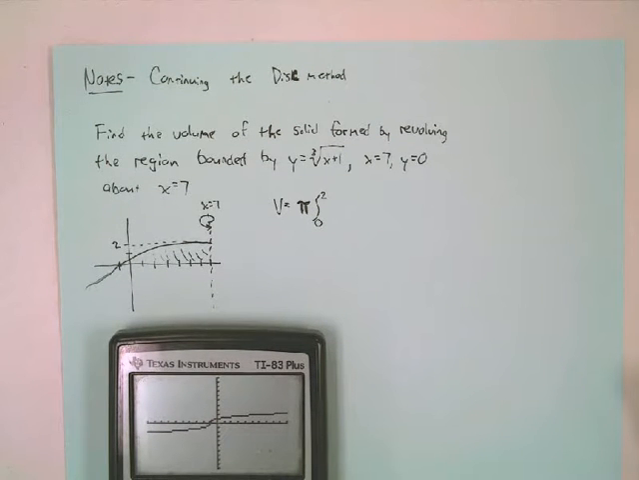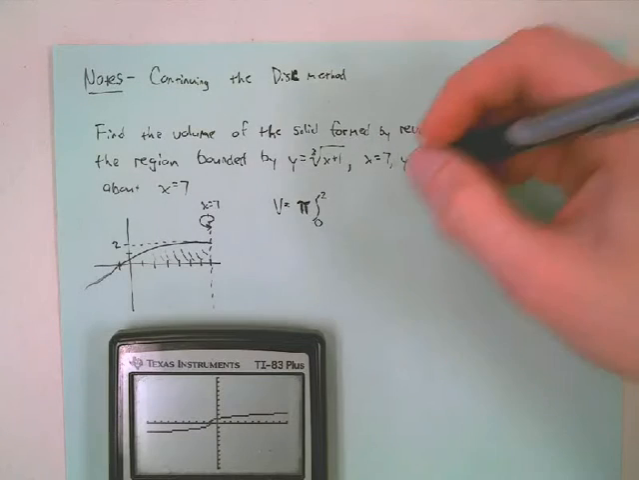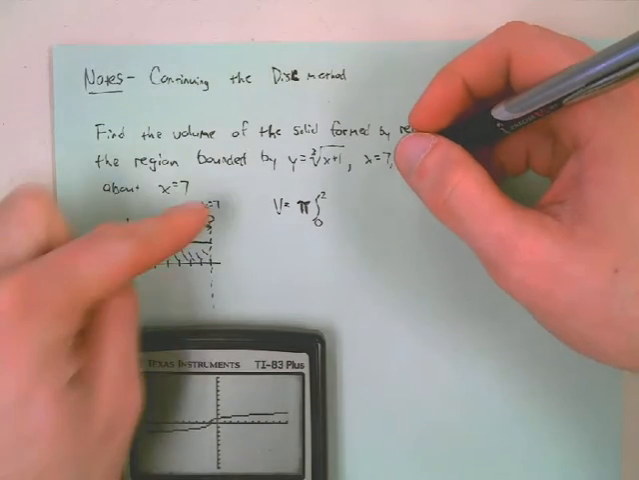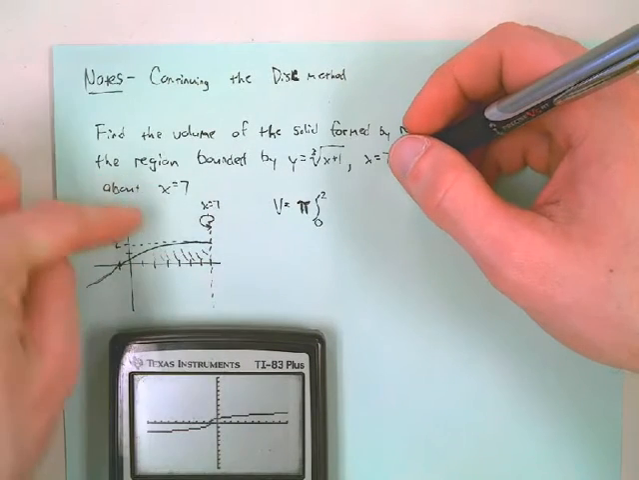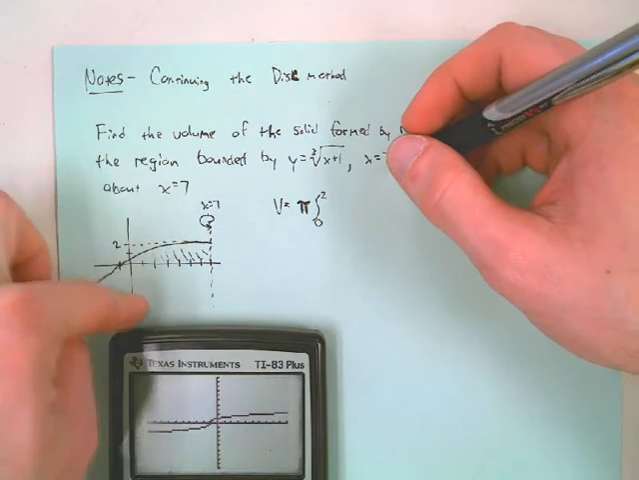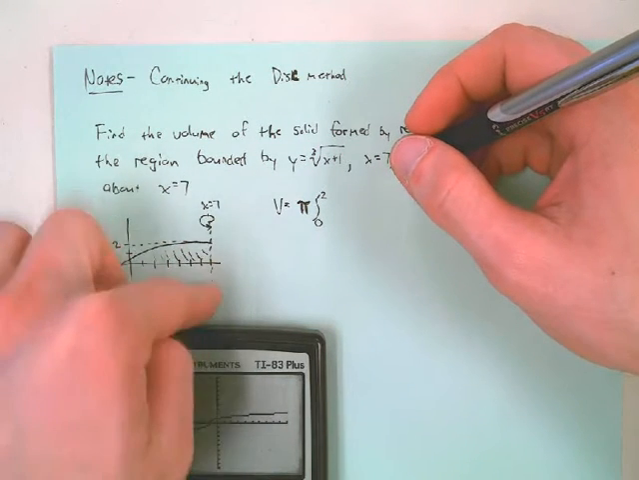So now we need to figure out what our radius is going to be. Okay? So remember the radius here, since our axis of revolution is not the y-axis or the x-axis, it's out here at 7, this is where we have to do that adjustment.